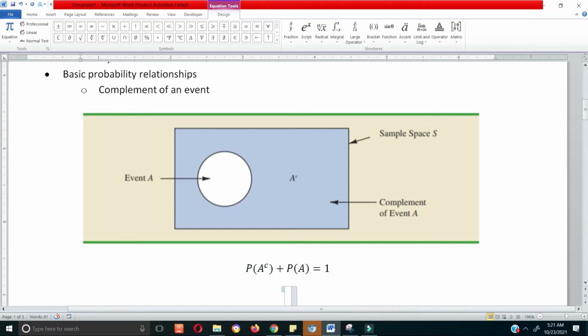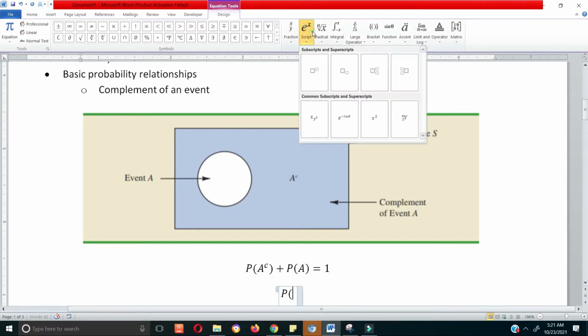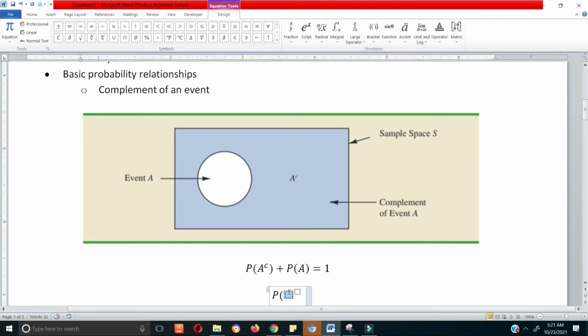And also, I think this should be obvious: assuming you know the probability of A, the probability of A complement should be 1 minus the probability of A.